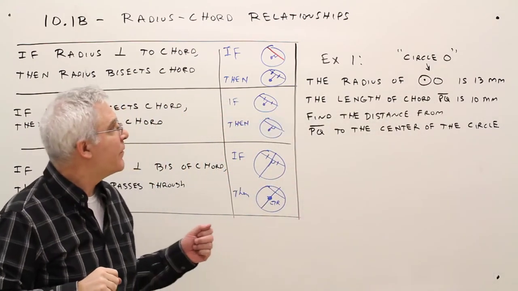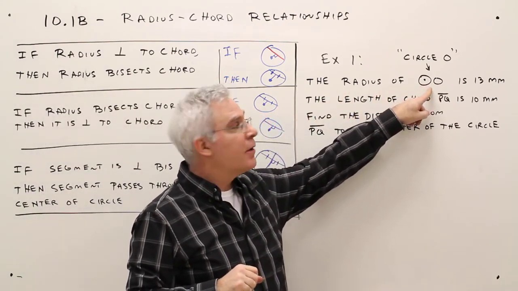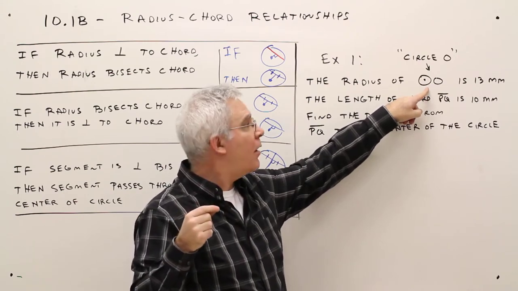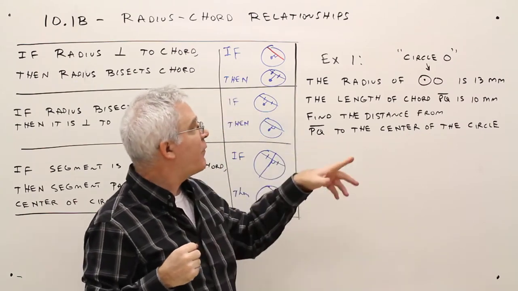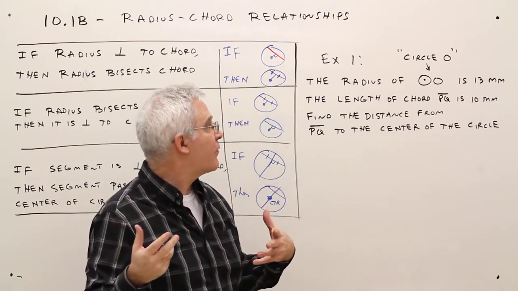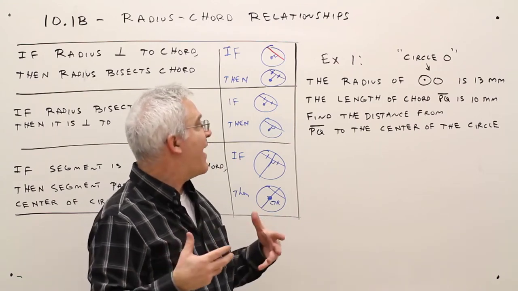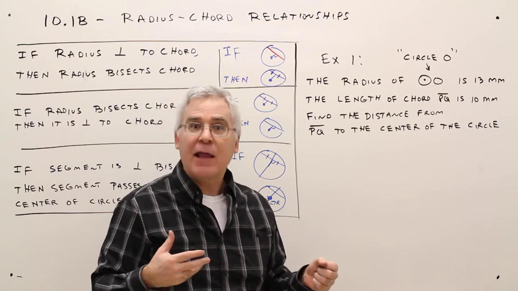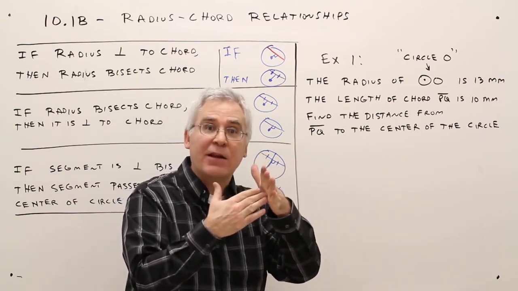Here's the first one. Example 1. The radius of circle O, so again, whenever you see a circle with a dot in the center, that means circle O, and O would be the center point of that circle. So the radius of circle O is 13 millimeters. The length of chord PQ is 10 millimeters. Find the distance from PQ to the center of the circle. Remember how we define distance? It's that shortest or perpendicular distance.